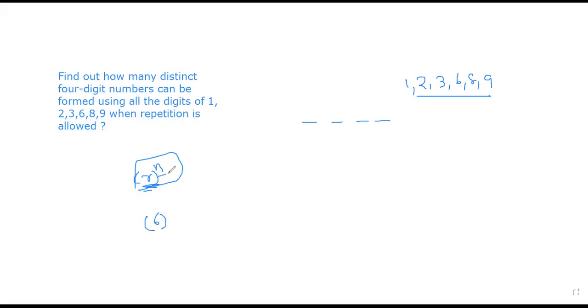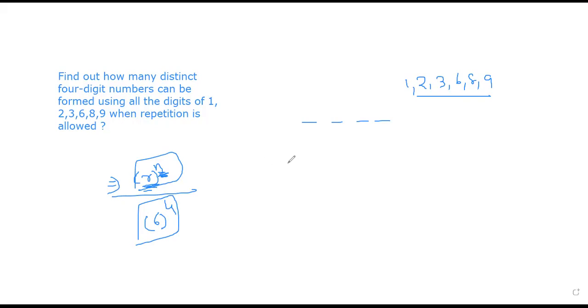And also, what is the n value here? How many positions are actually available? 4. 1, 2, 3, 4. So 6 power 4 is the answer. This is when repetition is allowed. Repetition is allowed means what is the formula? r power n.